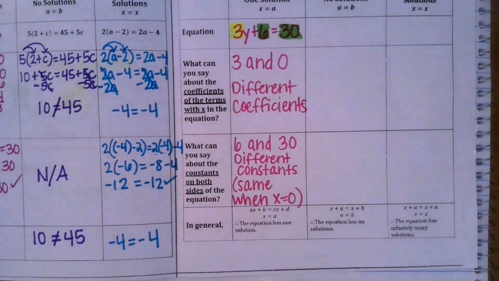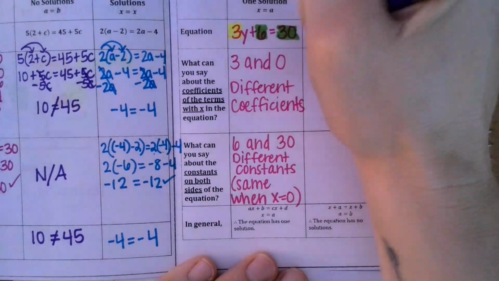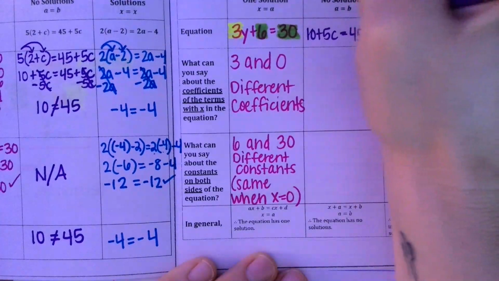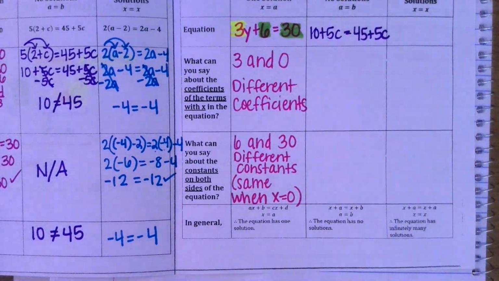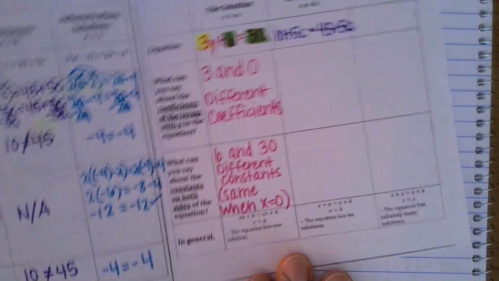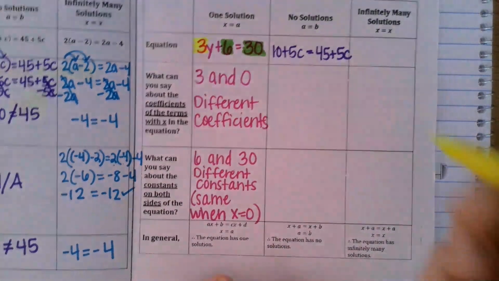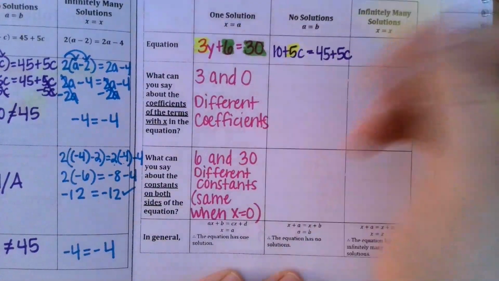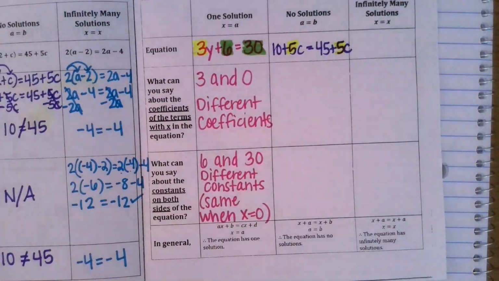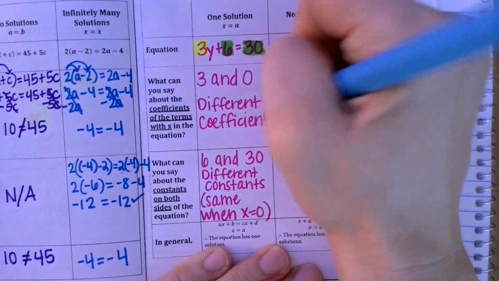All right, and then going to the no solutions, after we distributed, we had 10 plus 5c equals 45 plus 5c. What is the constant on the, actually, sorry, I'll start with the coefficient. What's the coefficient on the left side? 5. What's the coefficient on the right side? 5, so they're both what? The same, so we can say 5 and 5, same coefficients.